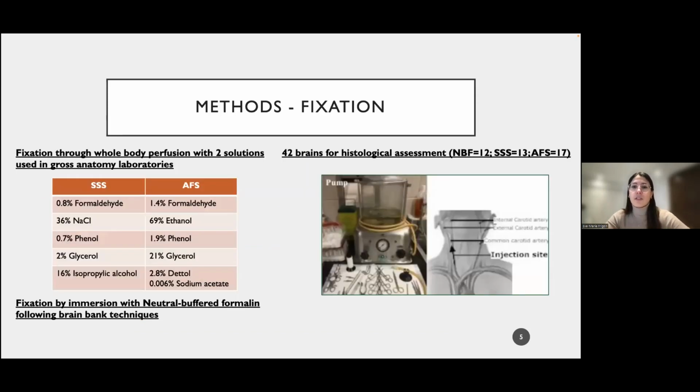And to do so, we used the convenience sample of 42 brains coming first from the Douglas Bell brain bank for the NBF cases, which were fixed by immersion of the brain, while the other cases were obtained in our anatomy lab and were fixed by whole body perfusion.